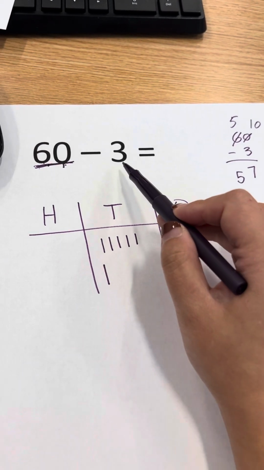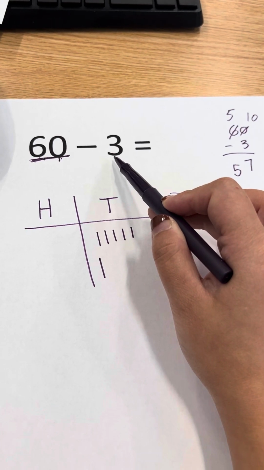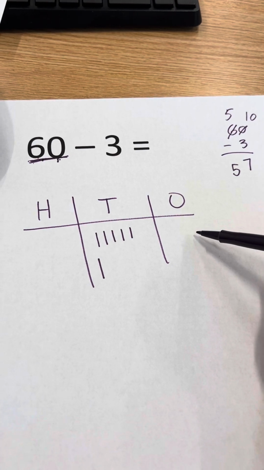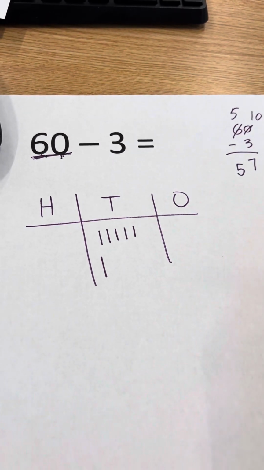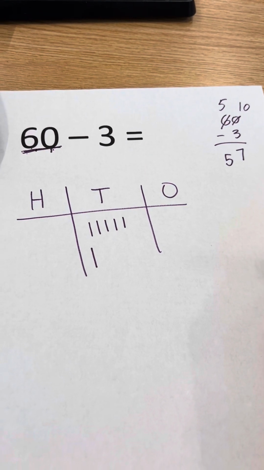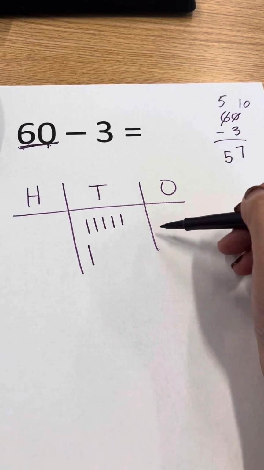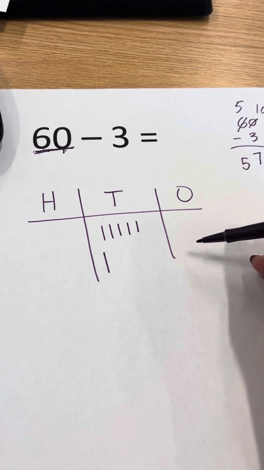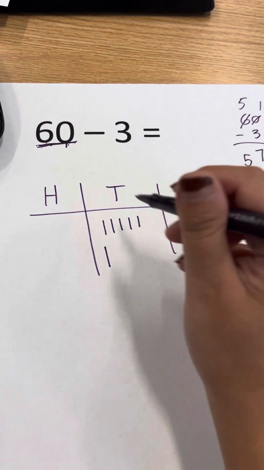Now I like to go back and I ask them, what are we subtracting from 60? And they say 3. And then I'm going to ask, wait a second, is there any ones that I can subtract 3 from? And they're going to say no. And then I say, okay, so if there's no ones, I have to borrow next door, and that's called decomposing, or I like to call it unbundling. So we have to unbundle from next door.